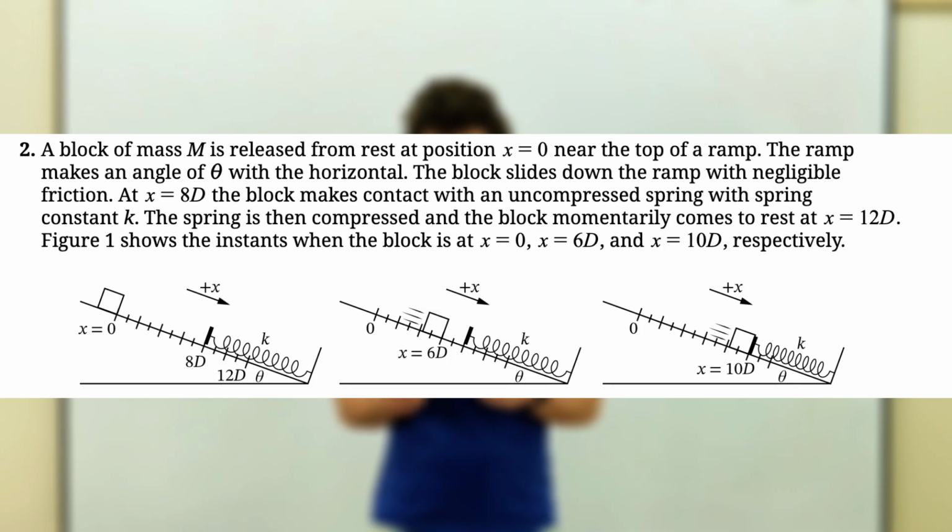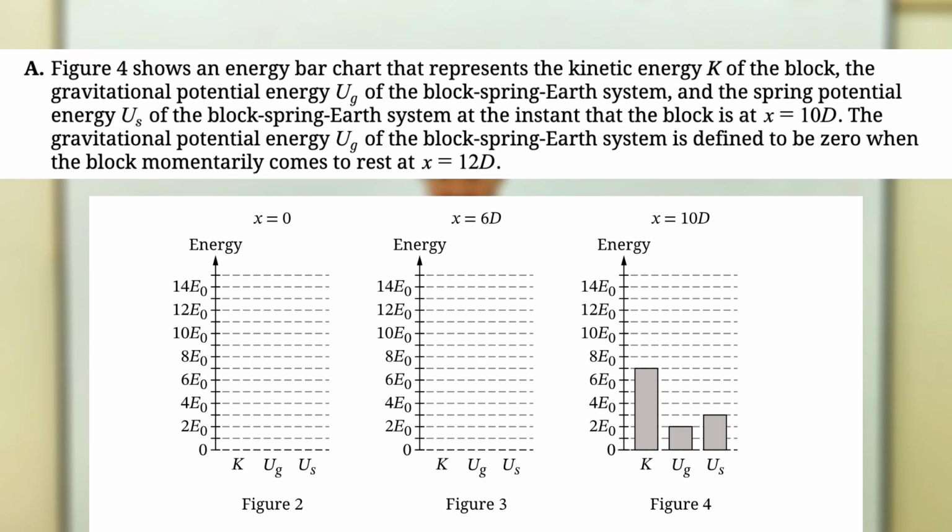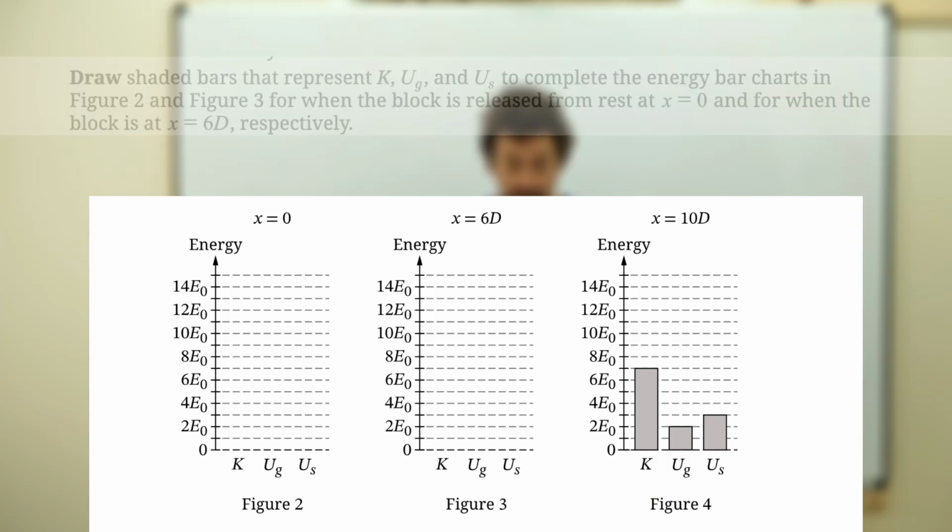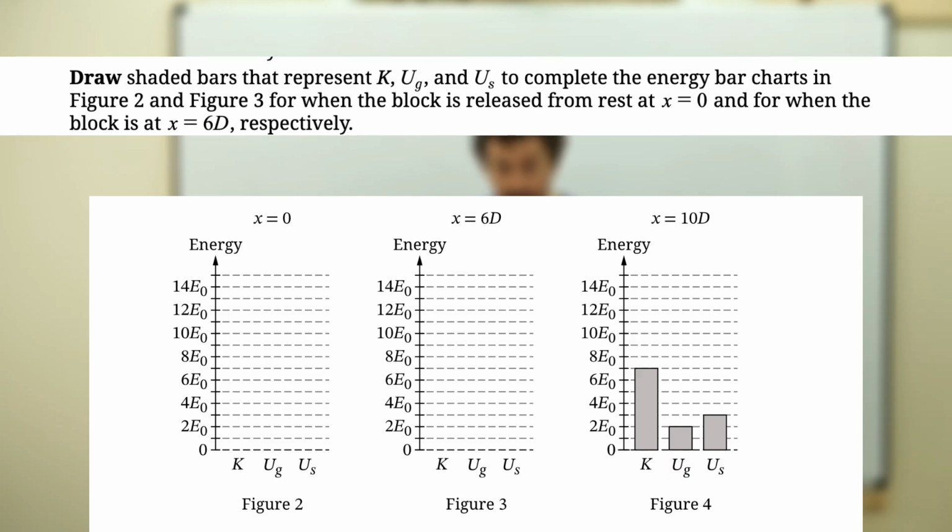At x equals 8d, the block makes contact with an uncompressed spring with spring constant k. The spring is then compressed, and the block momentarily comes to rest at x equals 12d. Figure 1 shows the instance when the block is at x equals 0, x is 6d, and x is 10d, respectively. Figure 4 shows an energy bar chart that represents the kinetic energy K of the block, the gravitational potential energy Ug of the block-Earth system, and the spring potential energy Us. Draw the shaded bars that represent K, Ug, Us to complete the energy bar charts in figures 2 and 3 when the block is released from rest at x equals 0 and when the block is at x equals 6d, respectively.